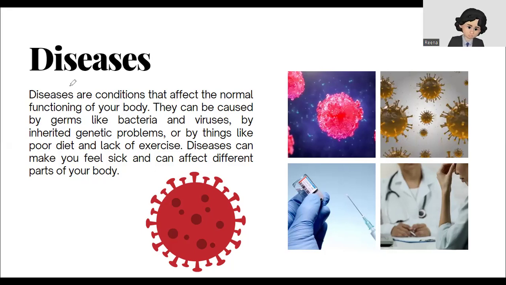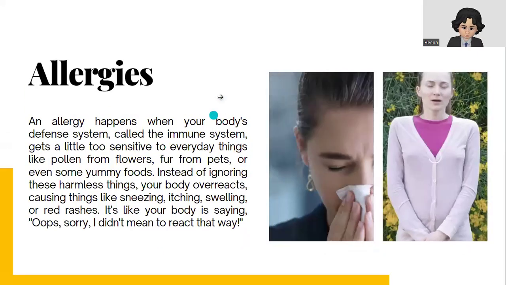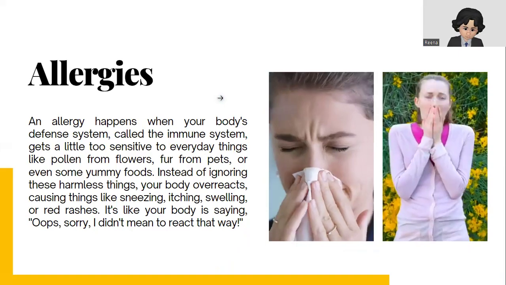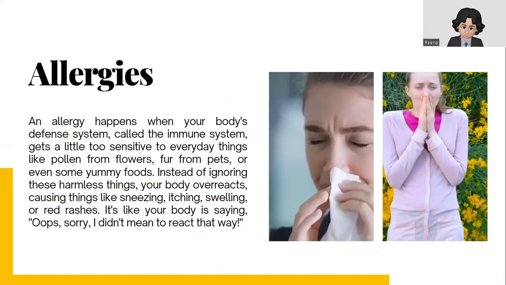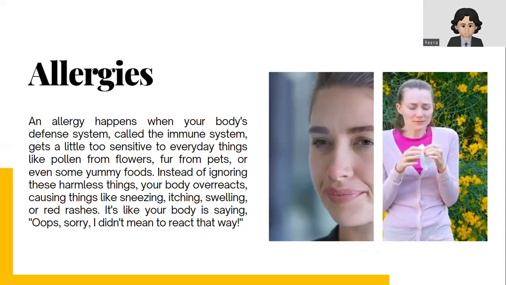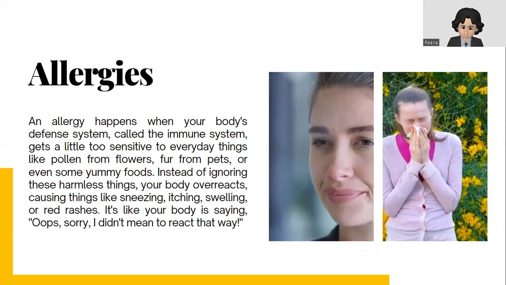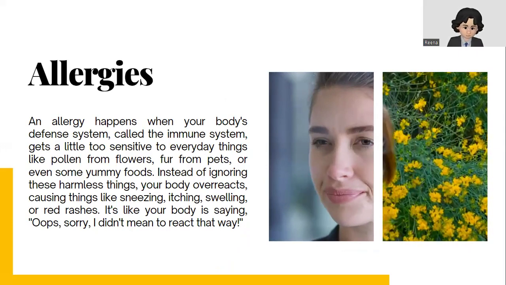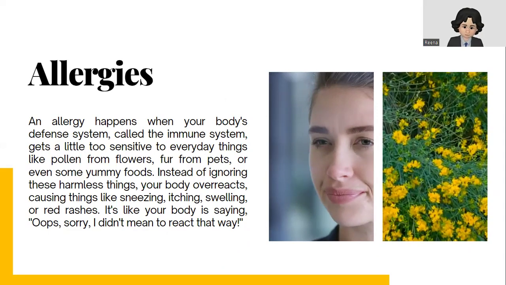Let's move on to what is an allergy. You must have seen in your classrooms, right, that when someone has an allergy, they have symptoms. When an allergy happens, your body's defense system, called the immune system, gets a little too sensitive to everyday things like pollen from flowers, pets, even some yummy foods. So instead of ignoring these harmless things, your body overreacts, causing sneezing, itching, swelling, red rashes. It's our body saying, oh, sorry, I didn't mean to react that way.